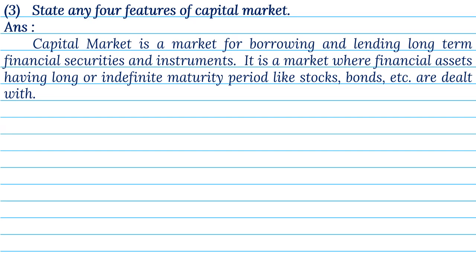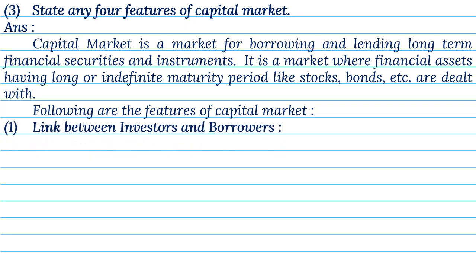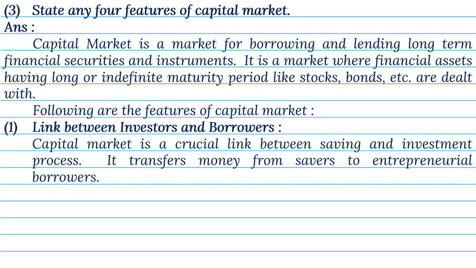3. State any 4 features of capital market. Answer. Capital market is a market for borrowing and lending long-term financial securities and instruments. It is a market where financial assets having long or indefinite maturity period, like stocks, bonds, etc., are dealt with. Following are the features of capital market. 1. Link between investors and borrowers. Capital market is a crucial link between saving and investment process. It transfers money from savers to entrepreneurial borrowers.